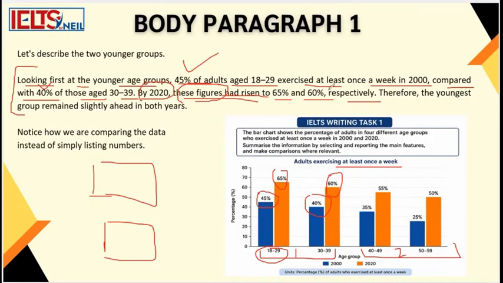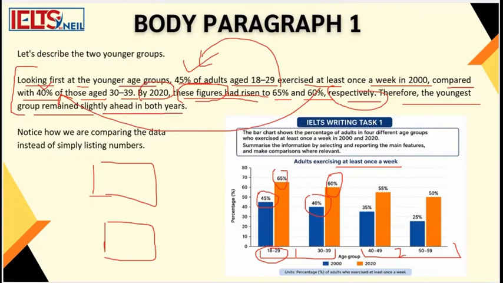Now, why did I use the word respectively? Because that means the first value goes to the first one, the second value goes to the second one. Okay. And therefore, the youngest group remained slightly ahead in both the years.